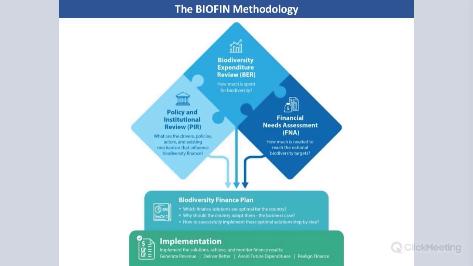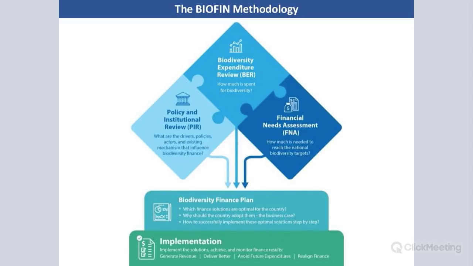The BER provides an estimate on how much is spent on biodiversity. Of course, it is not as straightforward as it sounds because biodiversity is rarely defined and there is no distinct budget line for biodiversity. Therefore, BioFIN has devised a system of attribution which defines whether an expenditure is biodiversity or non-biodiversity, and if it is, is it 100% or anywhere between 0 and 100%.